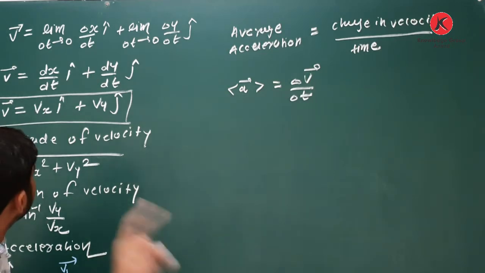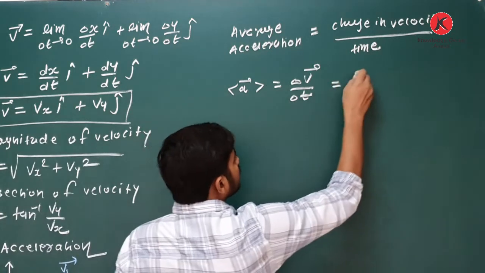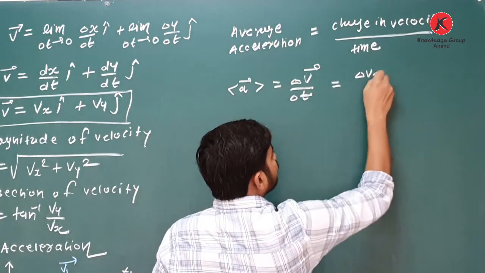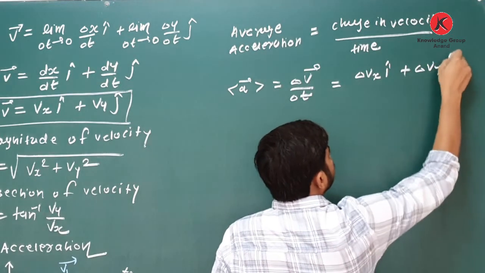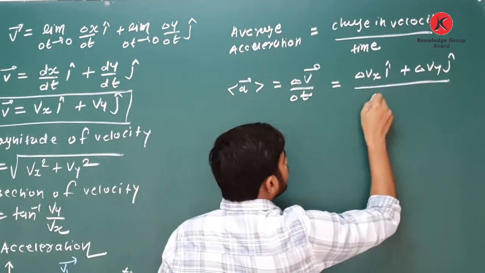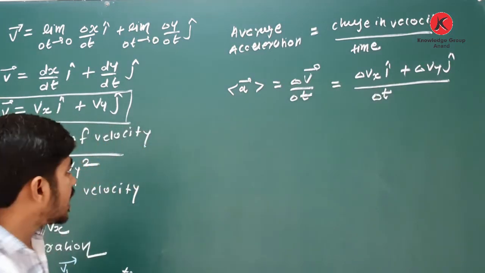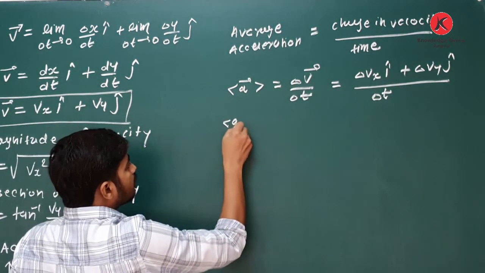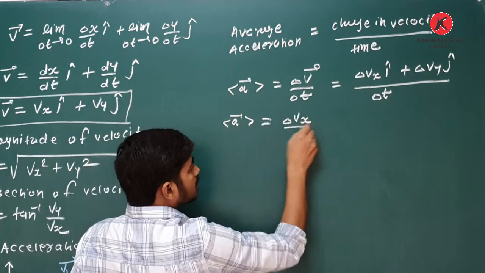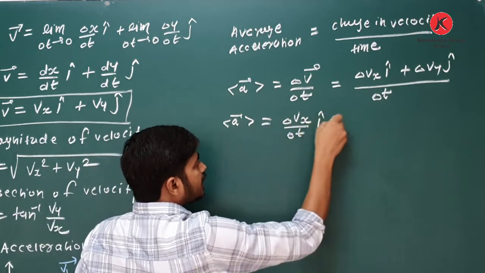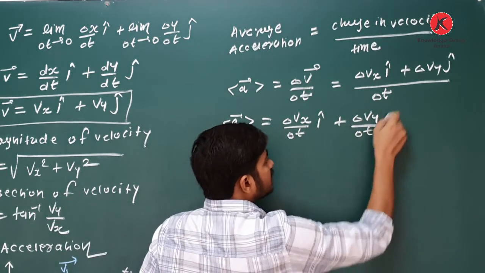How to write delta v? I can write this as (delta vx i plus delta vy j) divided by delta t. And I can also write this as average acceleration a is equal to delta vx upon delta t i caret plus delta vy upon delta t j caret.